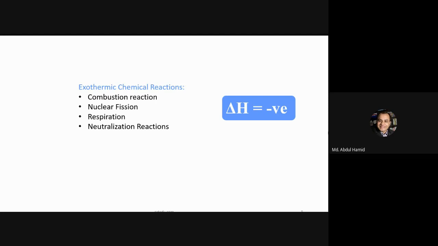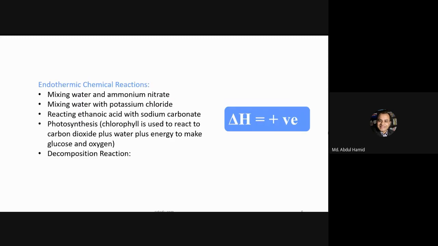In our body, the respiration reaction is occurring, right? When we take food, our body is processing to produce energy. This is exothermic actually. Combustion, any type of combustion, exothermic. There are some exceptions actually. Nuclear reactions, if not the chemical reaction, this is exothermic. Endothermic: if you add water to ammonium nitrate, this is endothermic. And water to potassium chloride, this is also endothermic. It will be colder, okay?